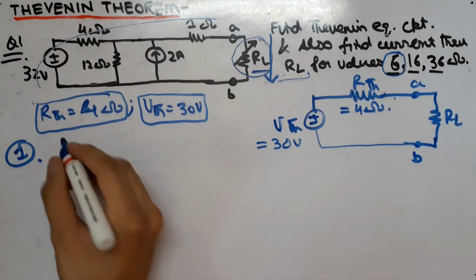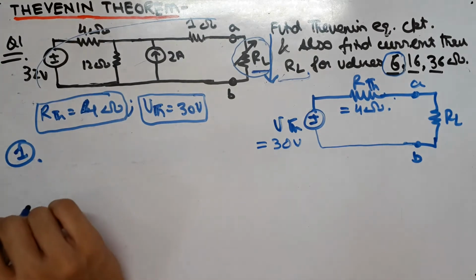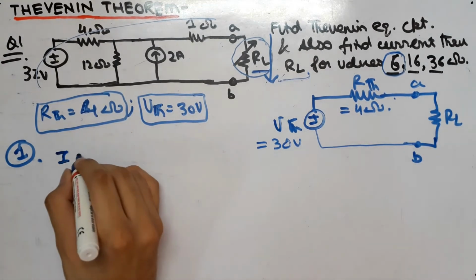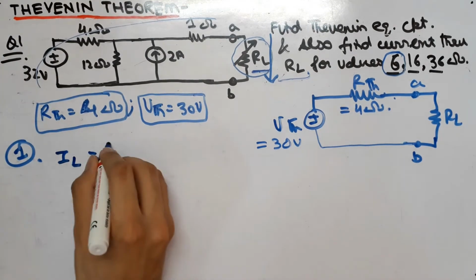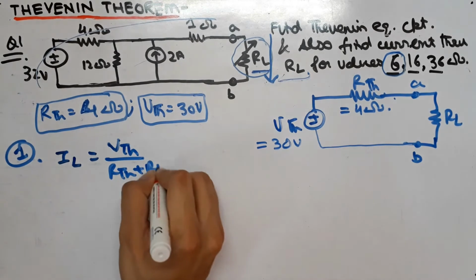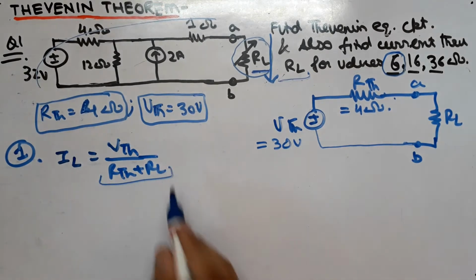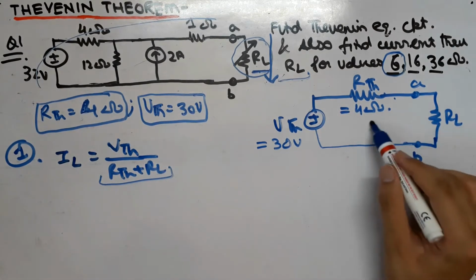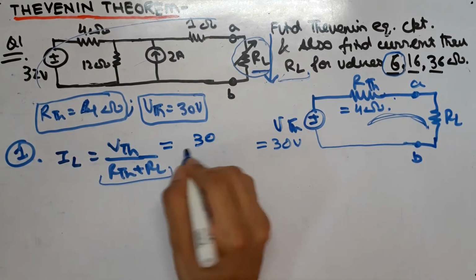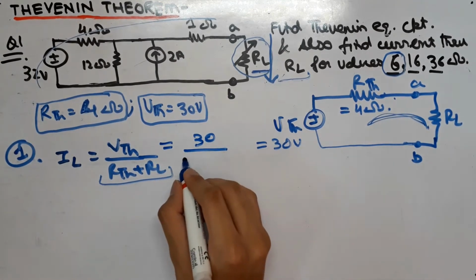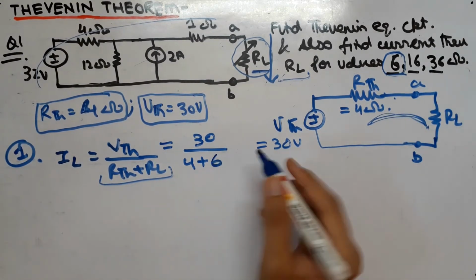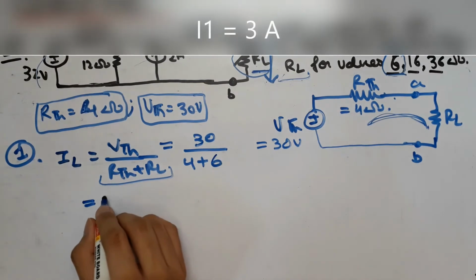We will first write the general formula that we will use to get the current across RL. Suppose that current is IL, that is VTH upon RTH plus RL. We have simply used the series formula for the resistances as they are in series. Now we put the values: 30 volts upon RTH, which is 4, plus, for the first case, RL is 6. This will come out to be equal to 3 ampere.